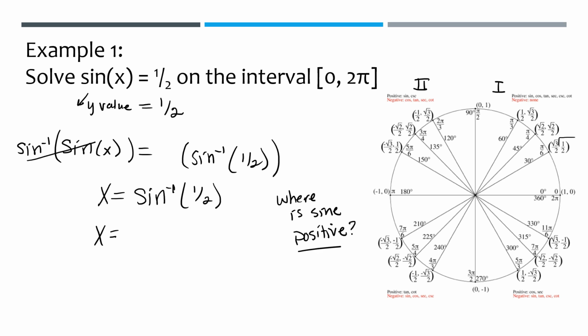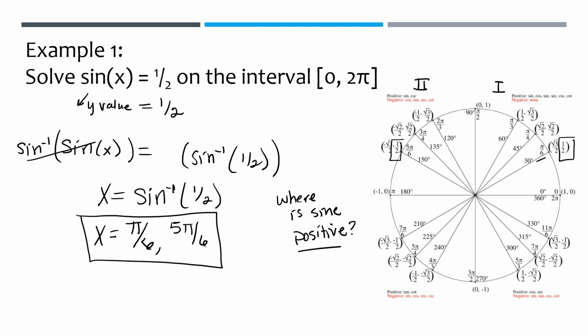Well, I see one of them right here at 30 degrees, which is pi over 6. And then I see the other one on the other side at 150 degrees, or at 5 pi over 6. So sine of x equaling 1/2 is a true statement when your x value or your angle is pi over 6, and then again at 5 pi over 6.